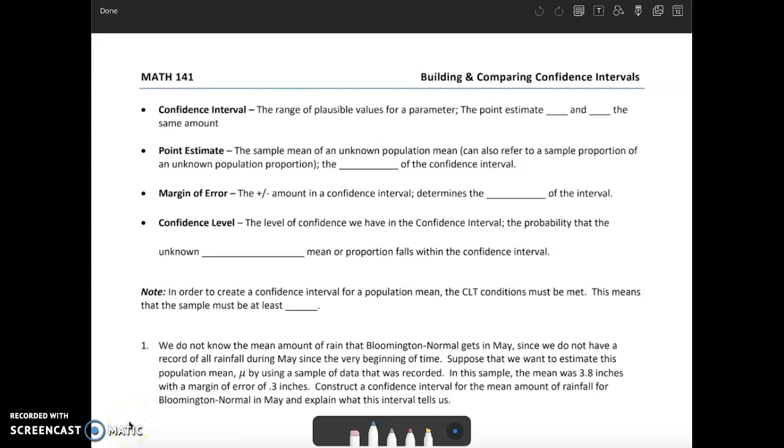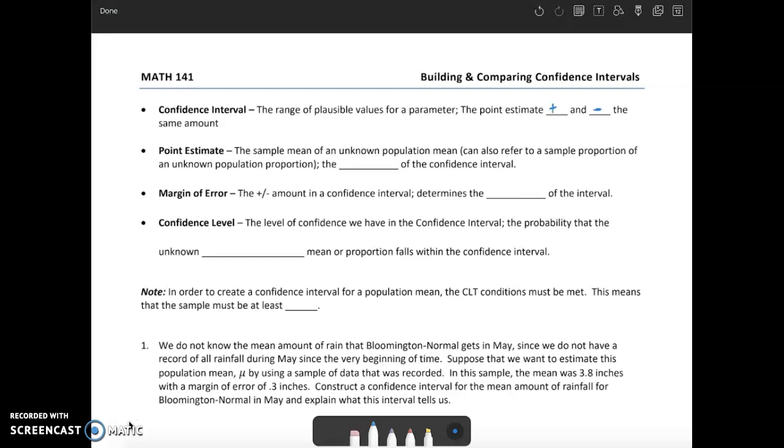In this lesson, we're going to learn about building and comparing confidence intervals. So first of all, what is a confidence interval? It is the range of plausible values for a parameter. So remember, a parameter is just that value that describes the population that's usually unknown. So we're going to look for plausible values for this. It's a point estimate plus and minus the same amount.